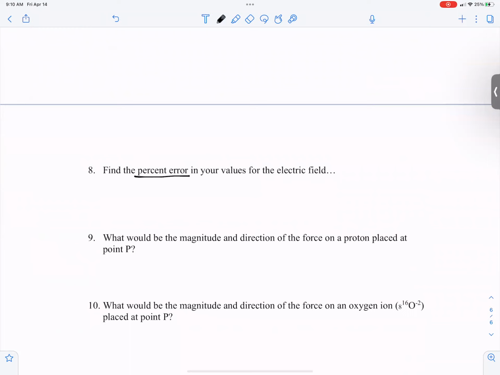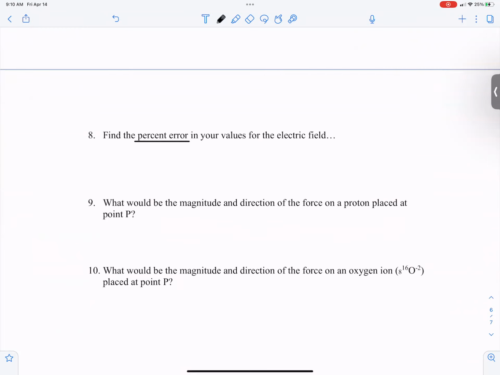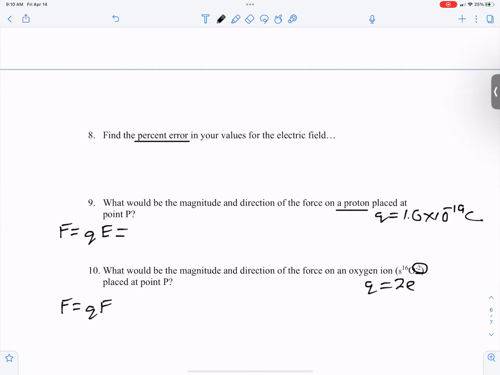You will calculate your percent error. You will then figure out, using F equals QE, what would be the force on a proton. Remember, the charge of a proton is the elementary charge, same as an electron. And the charge on an oxygen ion, because it has two extra electrons, is 2e, which is 3.2 times 10 to the negative 19 coulombs.